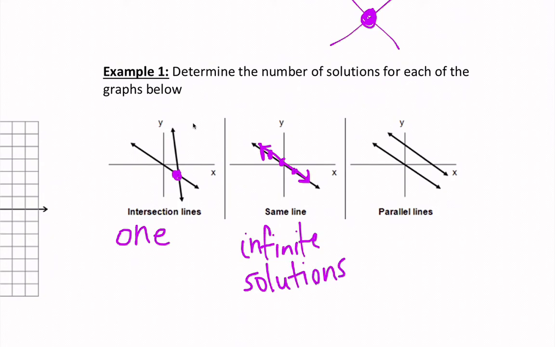Okay, on this next graph we have two lines that are parallel. Well, we know parallel lines never touch. Well, if the solution is where two lines intersect, and parallel lines will never intersect, that means that we will have no solution.